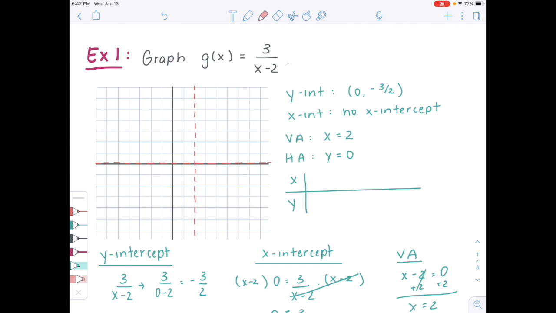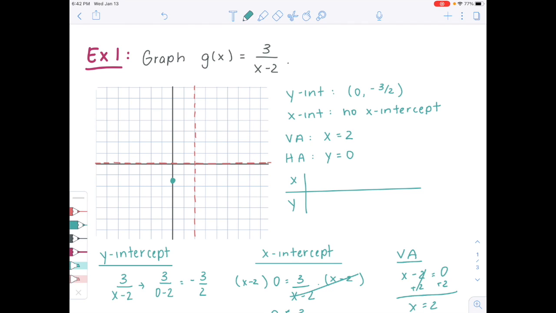Then I also see that I have a point 0, negative 3 over 2. So my y-intercept is 0, negative 3 over 2, and negative 3 over 2 is just negative 1.5. So I know that my graph at least touches this point. I just want to plug in a couple more x values and get an idea of what's happening. Since I want to know what's happening around here, I'm going to pick a few x values there.